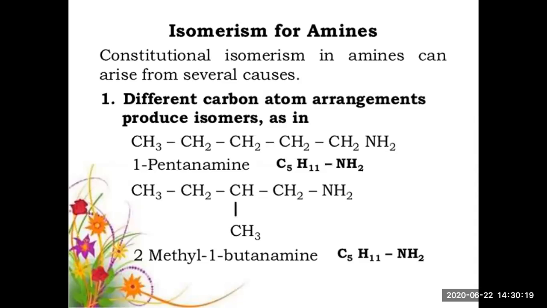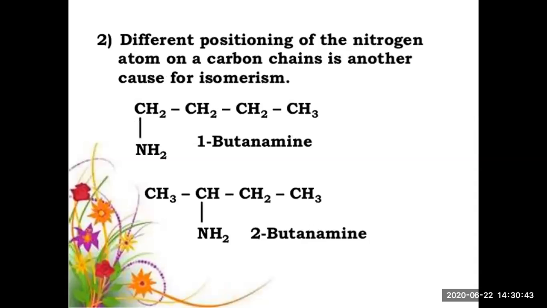Isomerism for amines. Constitutional isomerism in amines can arise from several causes. Different carbon atom arrangements produce isomers, as this is one of the most common processes of organic compounds. So with the amines, this is also there in different ways and styles. Different positioning of the nitrogen atom on a carbon chain is another cause for isomerism. So this is all about the different arrangement of the carbon chain.